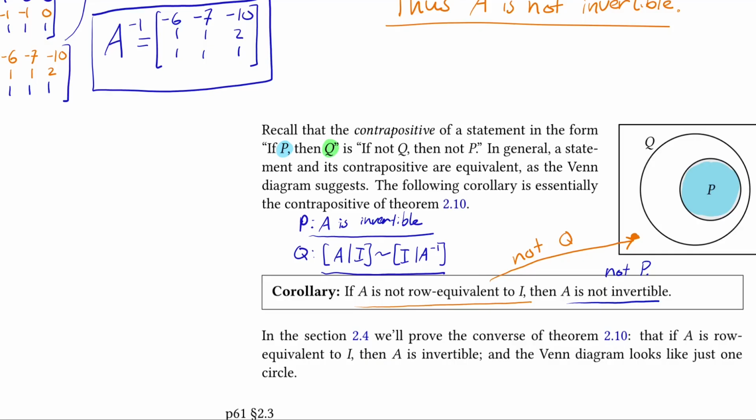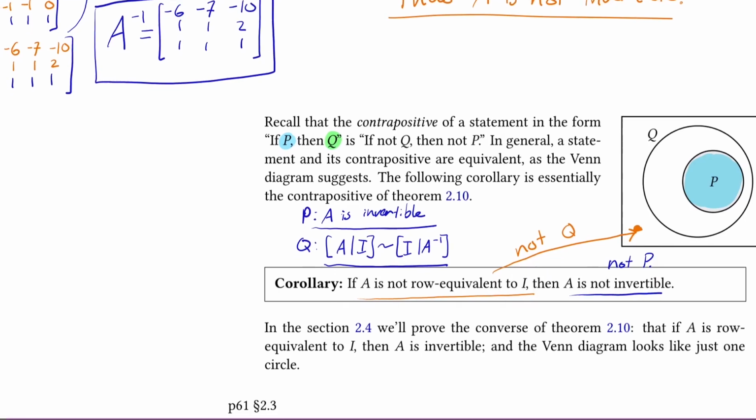Now, in the next section, we're going to prove that the converse of this is actually true. That if A is row equivalent to I, then A is invertible. And it's really an if and only if thing. But we'll get to that later.